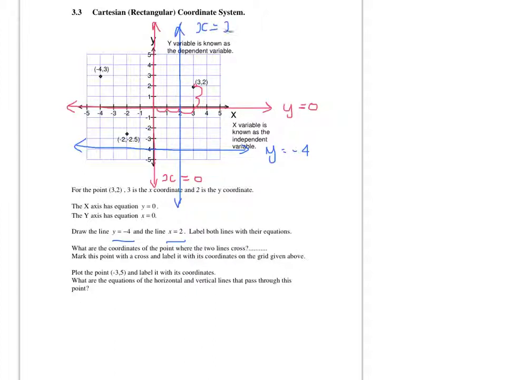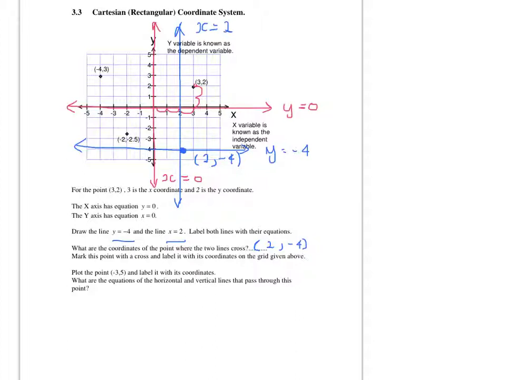Given the equation x is equal to 2, where the vertical and the horizontal lines intersect, that is the blue ones, we have the point with coordinates 2 for x, -4 for y. So the ordered pair is (2, -4). That's the answer to this one. The two lines cross at (2, -4).